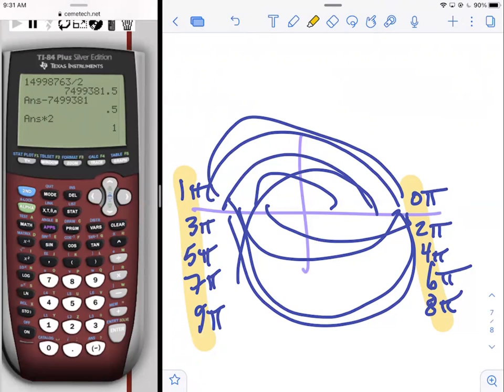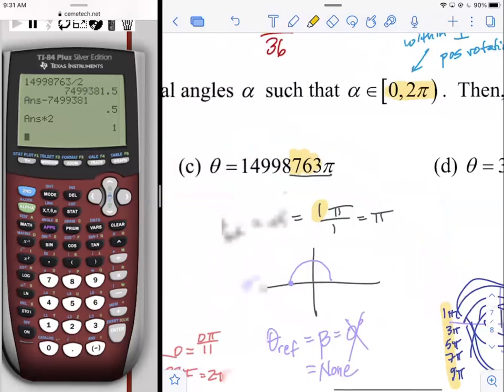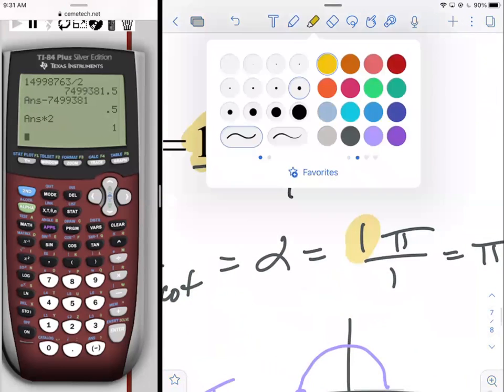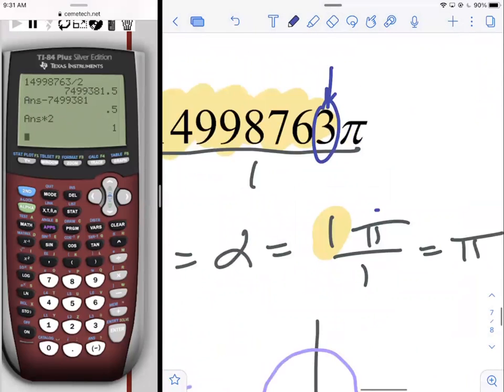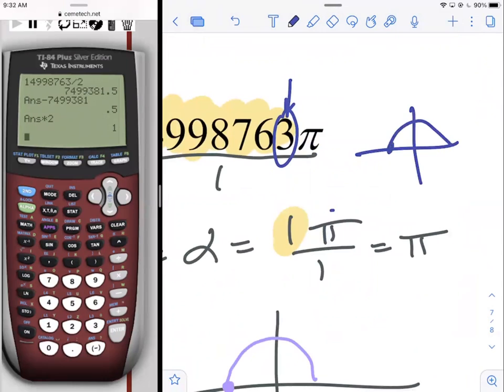So knowing that, you don't have to do that. You could do what we did. But now just looking at it, it's like 1, blah, blah, blah, 3. Ah, 3 is an odd number. Therefore, it lands over here. It's coterminal with pi, no reference angle. Boom, done. Well, the number in the ones place. The first number, if you read from right to left. Is that what you meant? Yeah. Okay, cool.